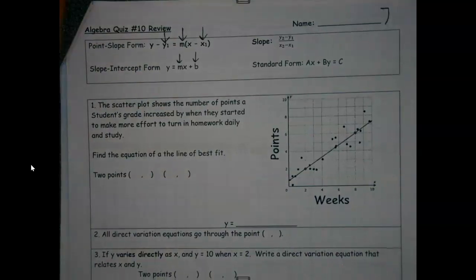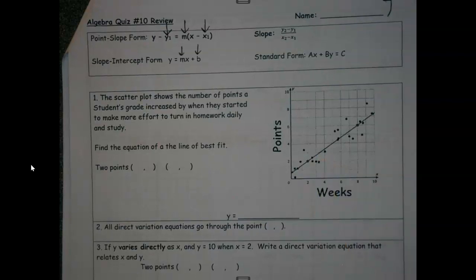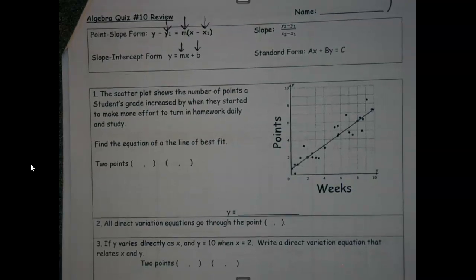So the very first question. This scatter plot shows the number of points a student's grade increased when they started to make more effort to turn in homework. Hey, good idea, and study. Find an equation of the line of best fit. Okay, we don't have to draw the line.